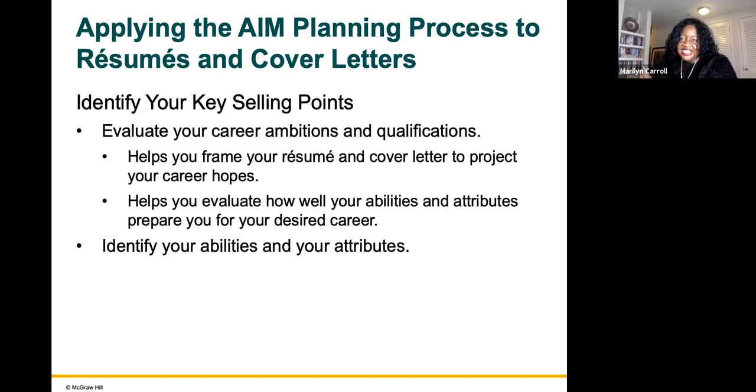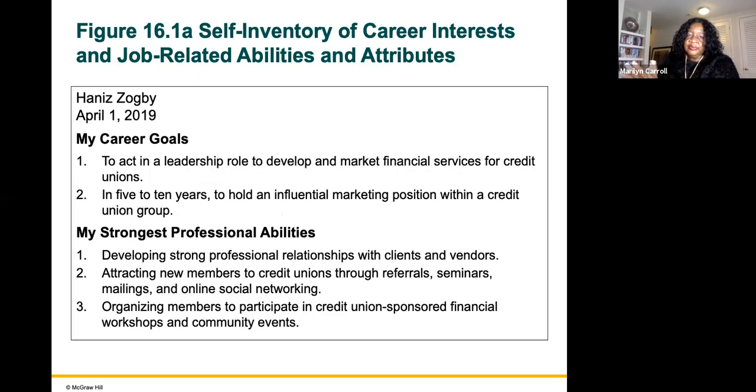Identify your abilities and your attributes. Now, here's a self-inventory of career interests and job-related abilities and attributes. My career goals for this particular example state: to act in a leadership role to develop and market financial services for credit unions. In 5 to 10 years, to hold an influential marketing position within a credit union group.